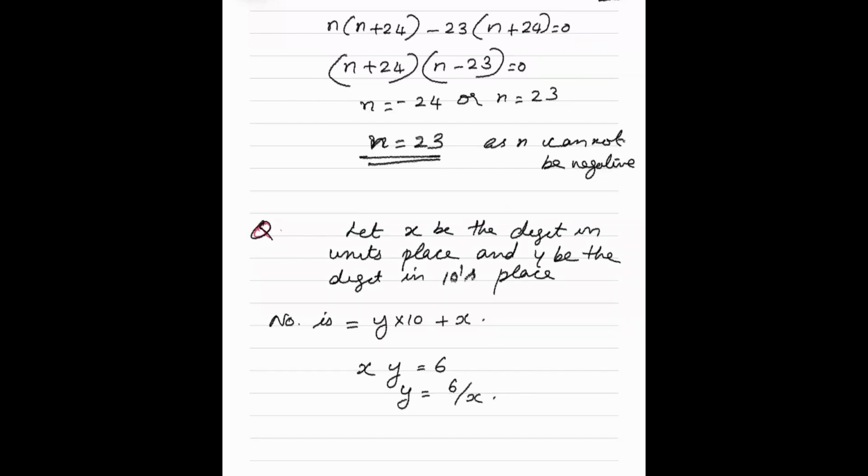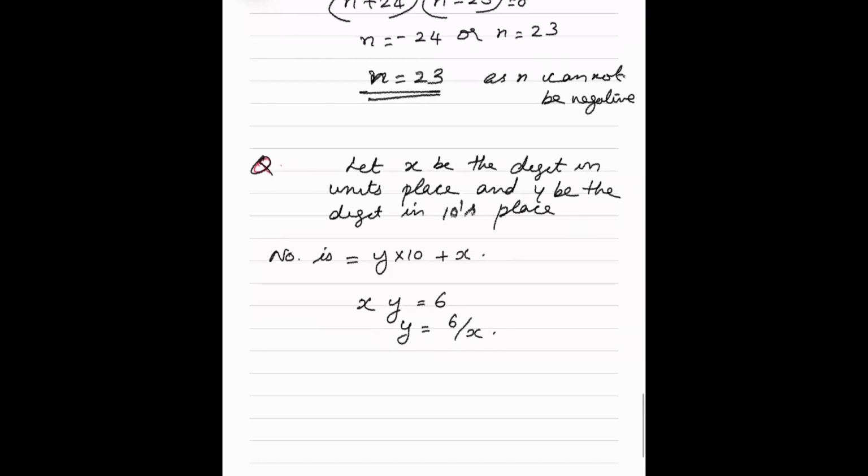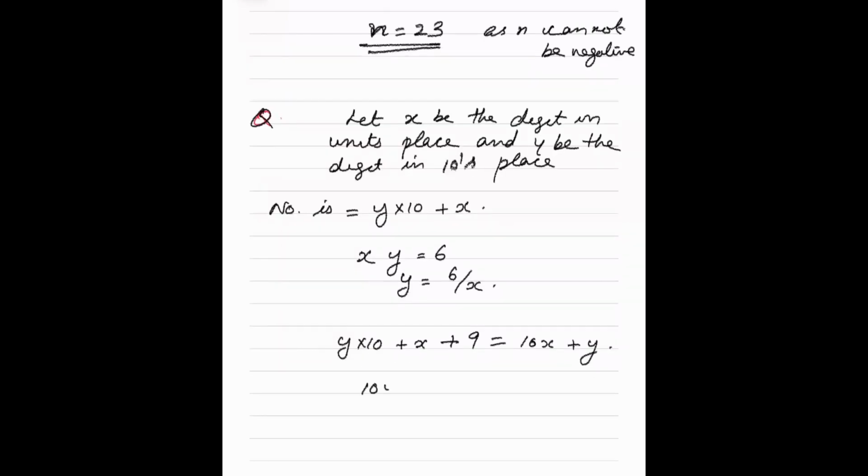When 9 is added to the number, the digits interchange their places. That's our equation. Okay, that is what we are going to make now. So what is your original number? Y into 10 plus x plus 9. When 9 is added to the number, the digits interchange. So what will I write here? Digits interchange means it will become 10x plus y. Now, what do I have? 10y plus x plus 9 equal to 10x plus y.